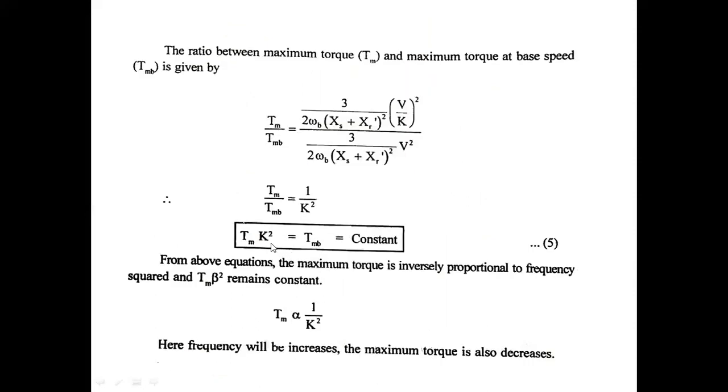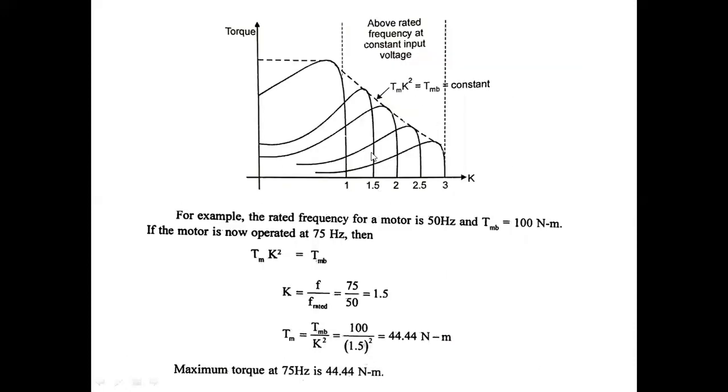If k is increased to 1.5, what about the maximum torque? The increased value is squared, as 1 by k square, right? 1 by 1.5 whole square. Now what happened? Maximum torque gets decreased. So now maximum torque is decreased for 1.5.